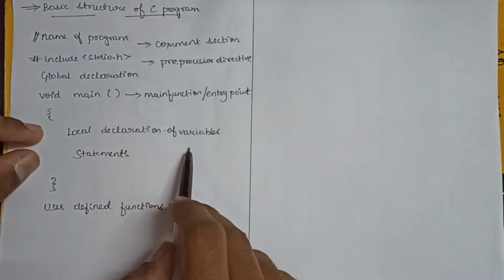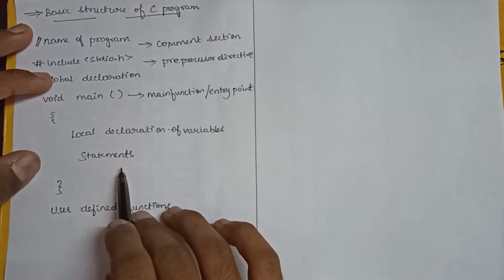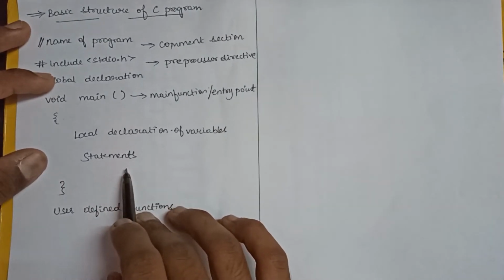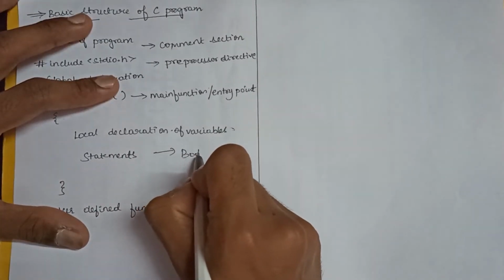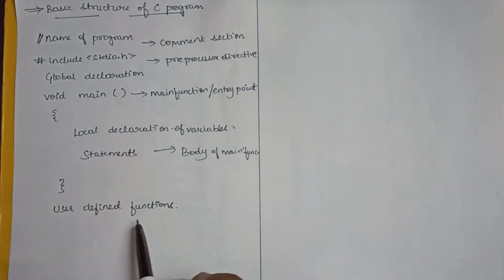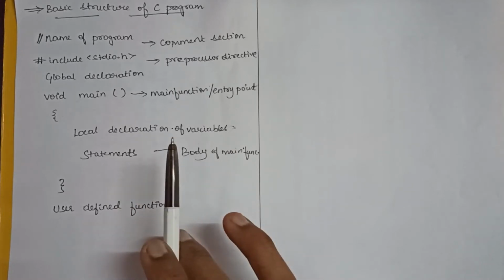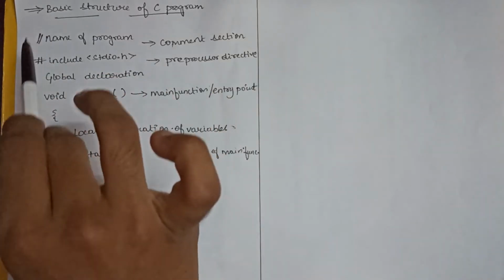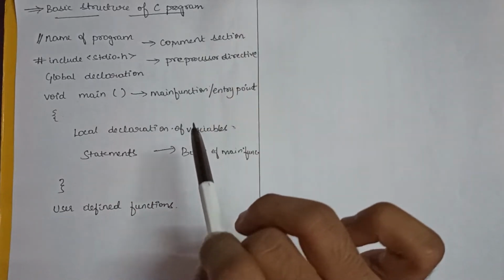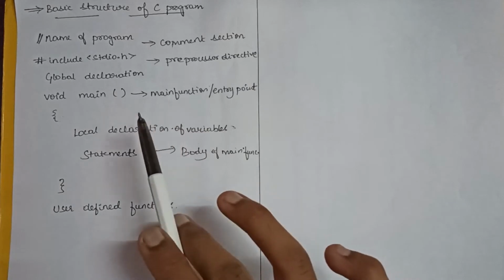Local declaration of variables and statements. The statements can include many terms. It can include anything, okay? This constitutes the body of the main function. After this, you close the bracket and then you can see the user-defined functions. The user-defined functions are the functions that are created or defined by the users. This is the basic structure of a C program. You must write it in this manner itself. There's no other way you can write it.